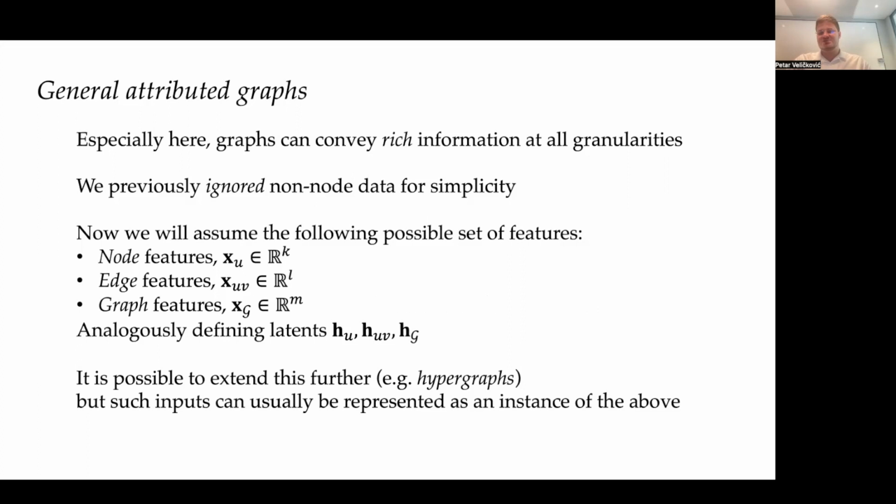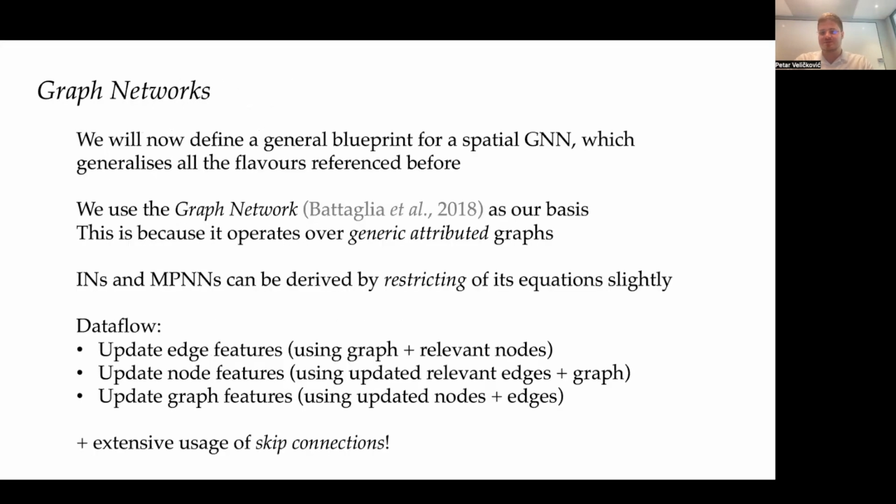And I should mention, and keep this in mind, it will come in handy later in this lecture, that it is in principle possible to extend this framework even further to represent things like hyperedges, which would have triplets of nodes and stuff like that. But one very important point is that such inputs can usually be represented using the language that I just described to you. So I don't think we actually need to instantiate an x_uvw to talk about the hyperedge. We can probably use the edge feature concepts to talk about hyperedges.